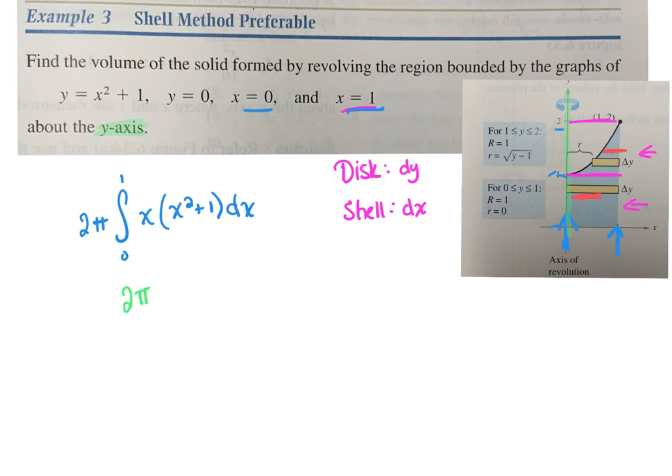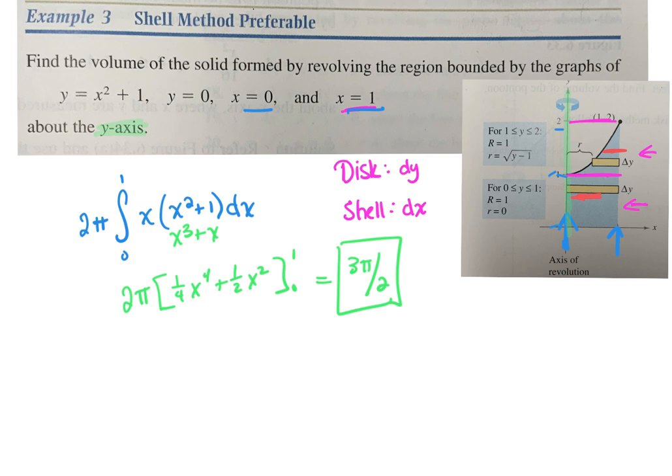So I'm going to say 2 pi. Of course, this is x cubed plus x. So I'm going to say 1/4 x to the 4th plus 1/2 x squared from 0 to 1. And I'm going to get 3 pi over 2, which is actually the same thing that I would get if I did disk method. It would just take a lot longer to do disk method.